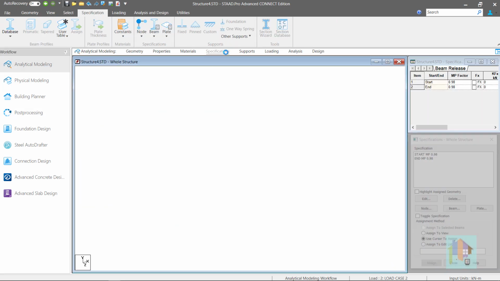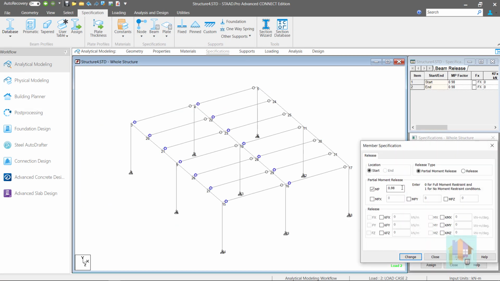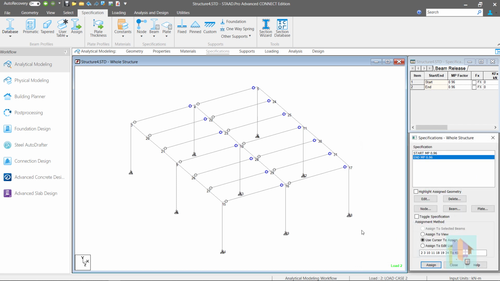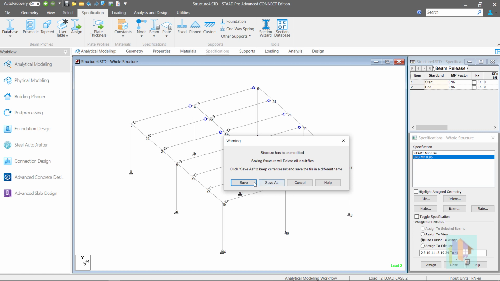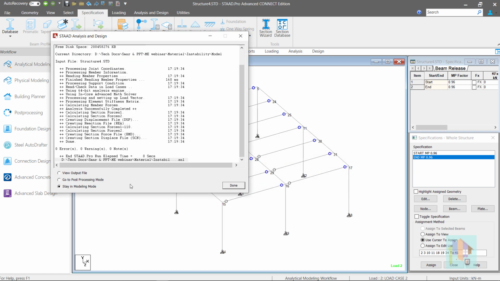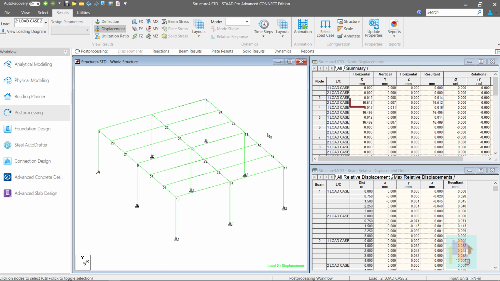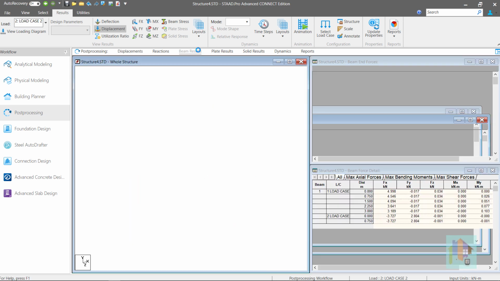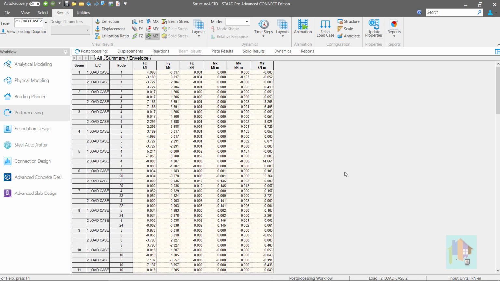This time, I am going to change the MP value to 0.96. 4% rotational stiffness is allowed at both ends of the member, and reanalyze. Let's check the deflection value for load case 2. It is now 16 mm only, quite low than previous trial. Highest moment value is still around 14 kN meter.